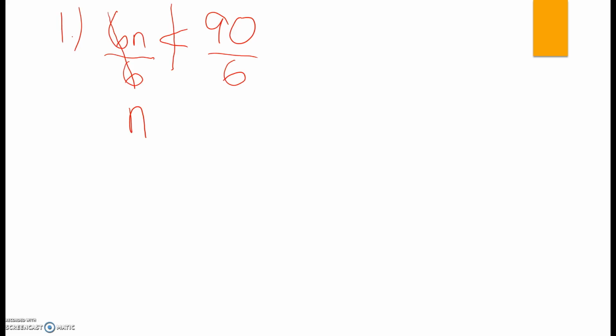So you are going to take 90 divided by 6, which is 15. You divided by a positive, so your inequality sign is going to stay the same. Okay? Then it asks you to graph it.